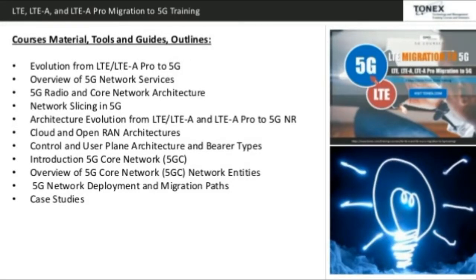Evolution from LTE-A Pro to 5G. Overview of 5G network services. 5G radio and core network architecture. Network slicing in 5G. Architecture evolution from LTE, LTE-A and LTE-A Pro to 5G NR. Cloud and Open RAN architectures. Control and user plane architecture and bearer types.